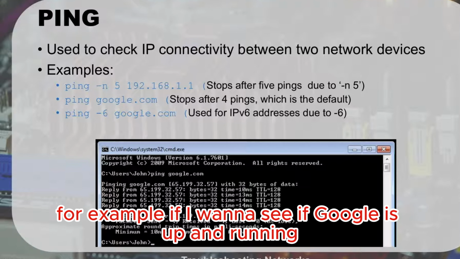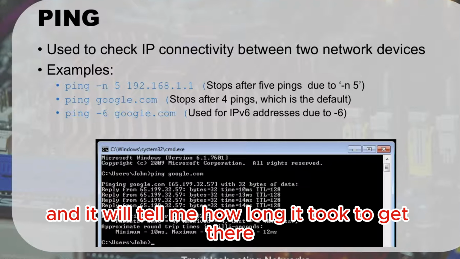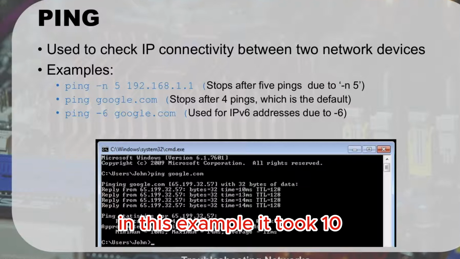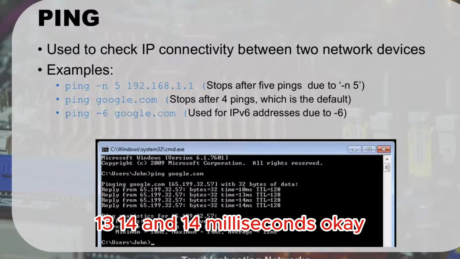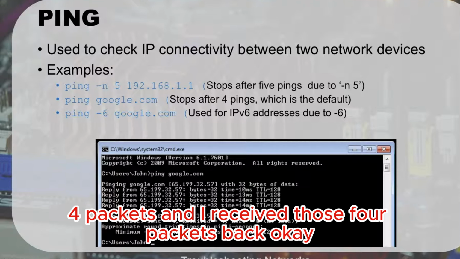For example, if I want to see if Google is up and running, I can do ping google.com, and I will receive back 4 pings from Google, and it will tell me how long it took to get there. In this example, it took 10, 13, 14, and 14 milliseconds, okay? That tells me I sent out four packets, and I received those 4 packets back, okay?